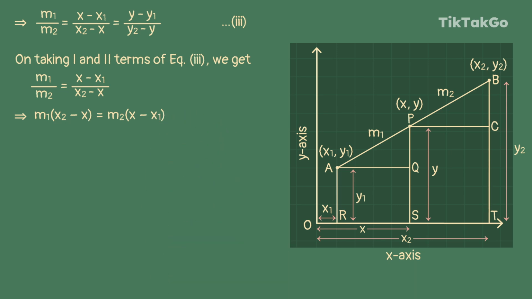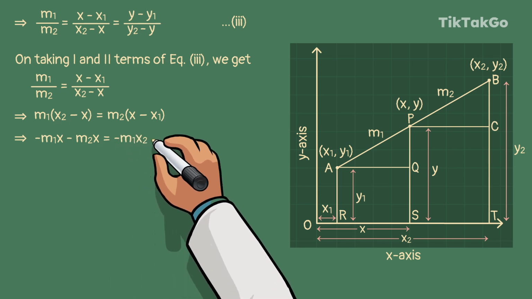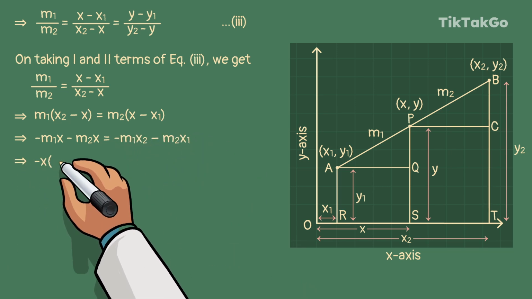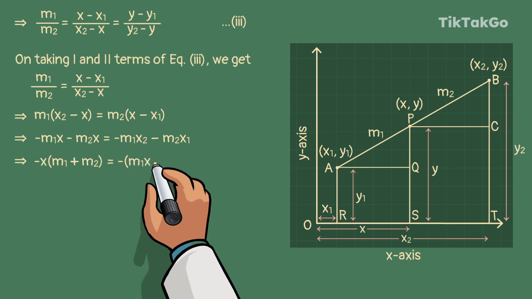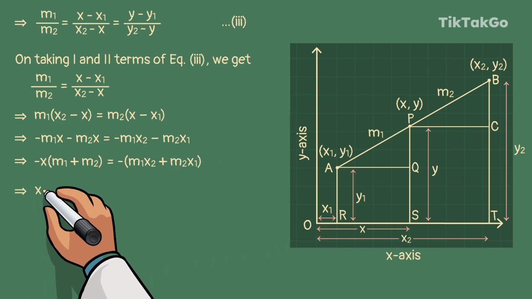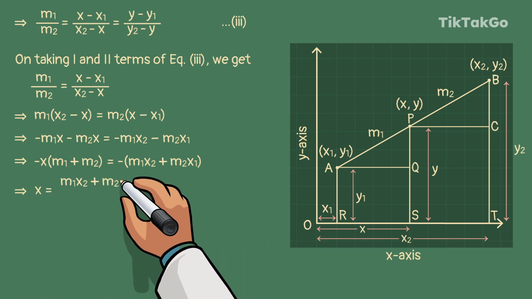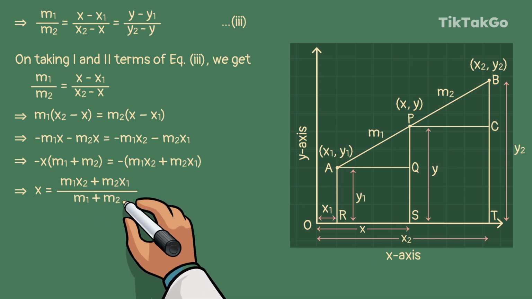ब्रैकेट खोलने के बाद x टर्म्स को एक साइड लेंगे एंड x2 और x1 को दूसरे साइड. नाउ टेकिंग माइनस x कॉमन, it is equal to minus (m1 x2 plus m2 x1). So, x is equal to (m1 x2 plus m2 x1) whole upon (m1 plus m2).